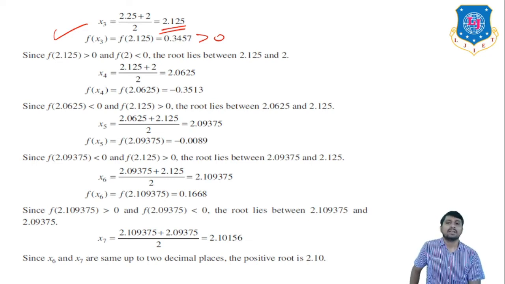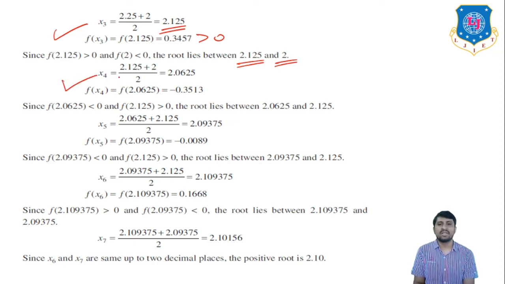So again your root lies between 2 and 2.125. So the fourth approximation is (2.125 plus 2) divided by 2.